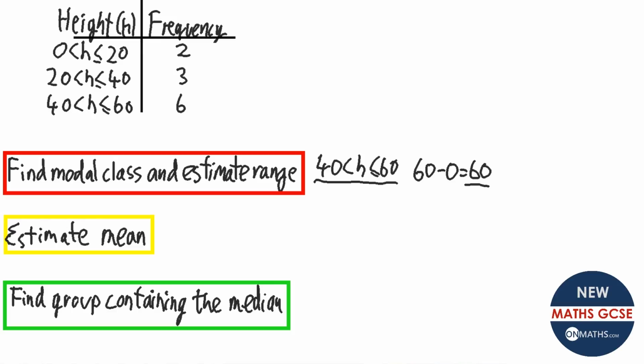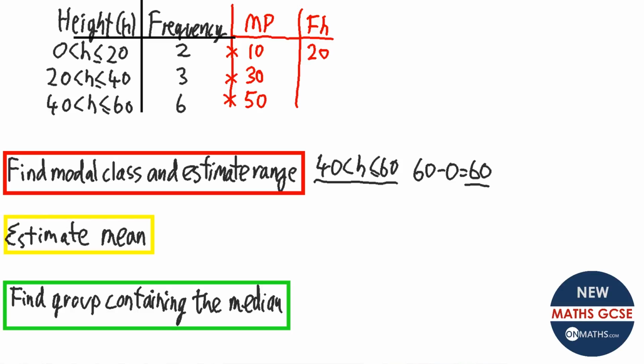Okay, estimating the mean, I'll need to add our midpoint column onto the table. So our midpoint column, 0 to 20, so the midpoint's going to be 10. 20 to 40, the midpoint's going to be 30, and 40 to 60, the midpoint's going to be 50. I'm going to times those lot together to get my FH column. So 2 times 10, which is 20, 3 times 30, which is 90, and 6 times 50, which is 300.